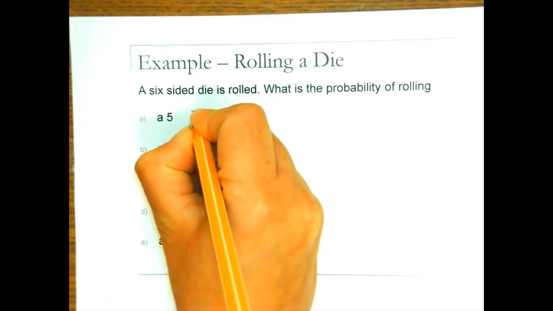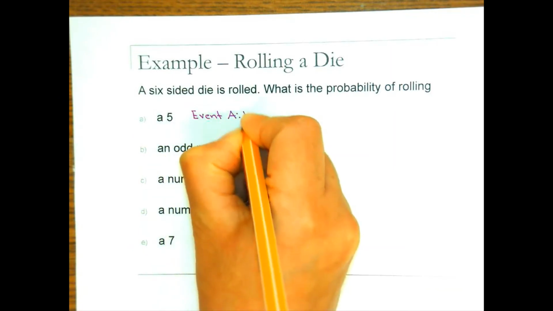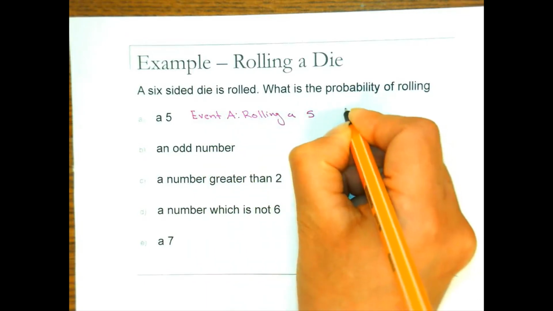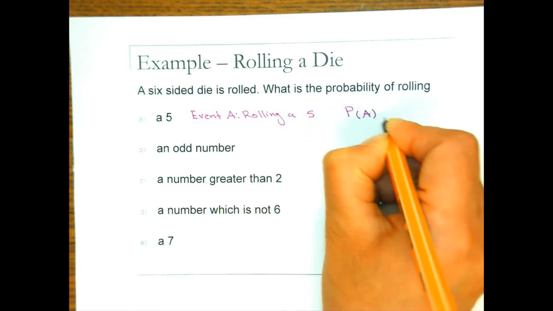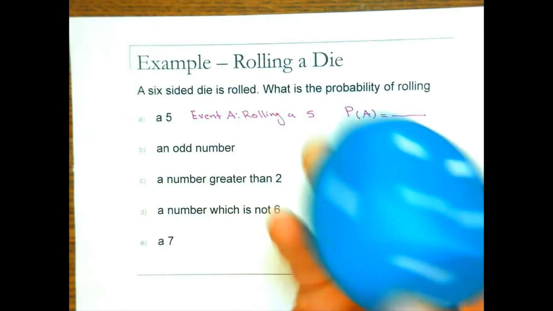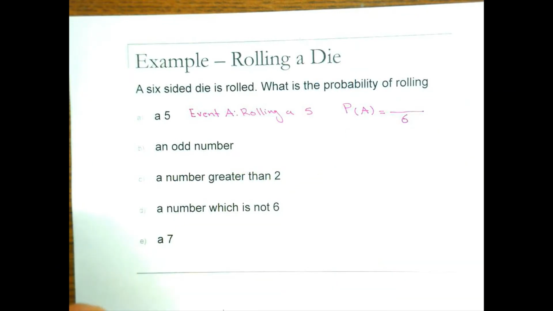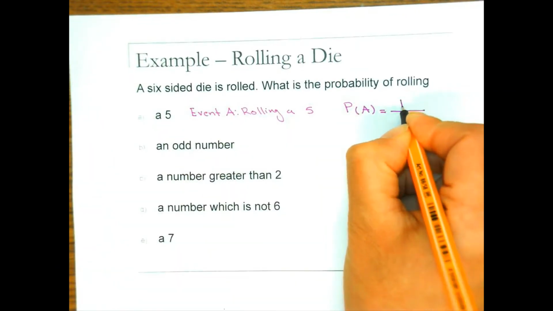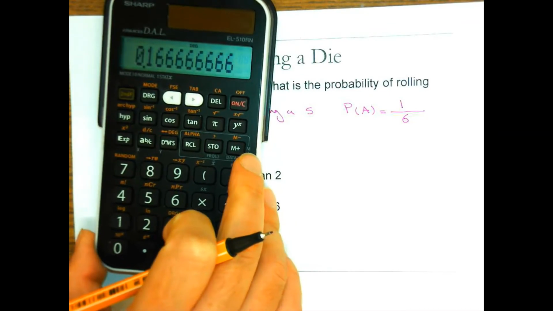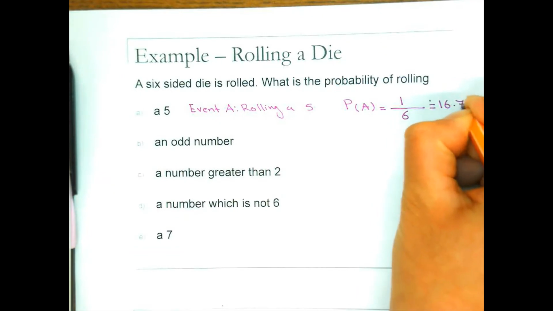What is the probability of part A, rolling a 5? Now event A is rolling a 5. Probability of A is the number of successful outcomes over the total number of outcomes. When you roll a six-sided die, there are 6 possible outcomes, and 5 is one of them. So the probability is 1 divided by 6, which is approximately 16.7%.